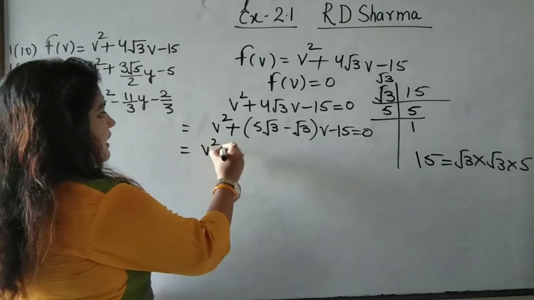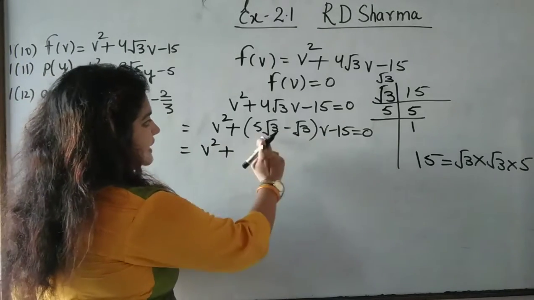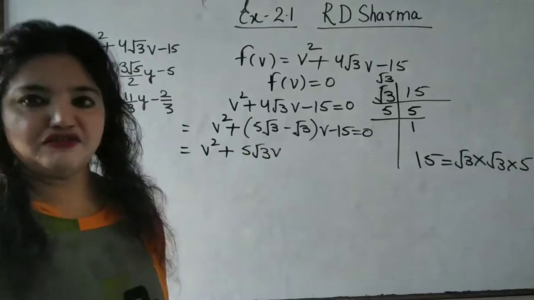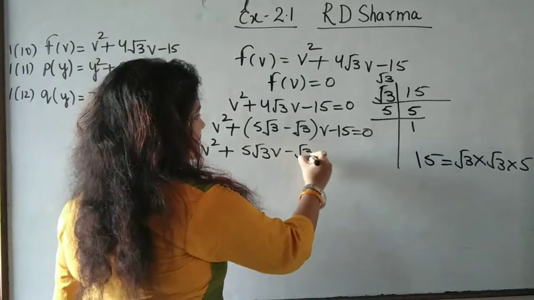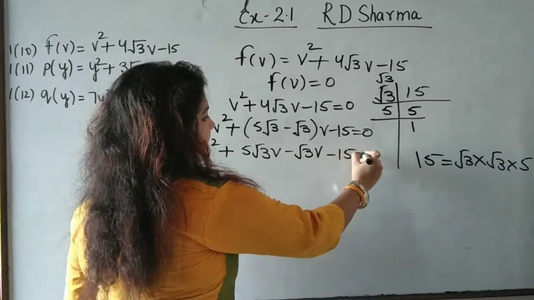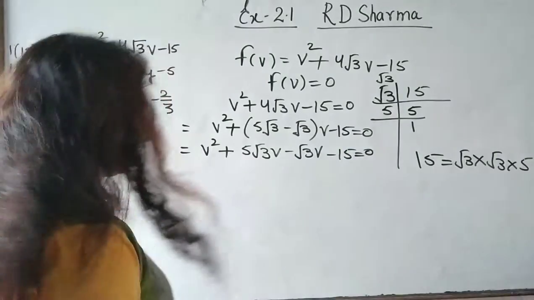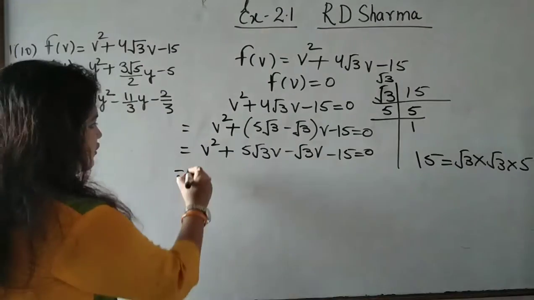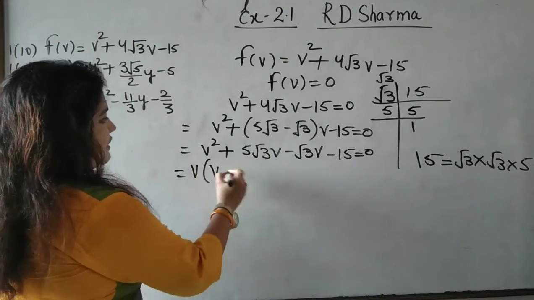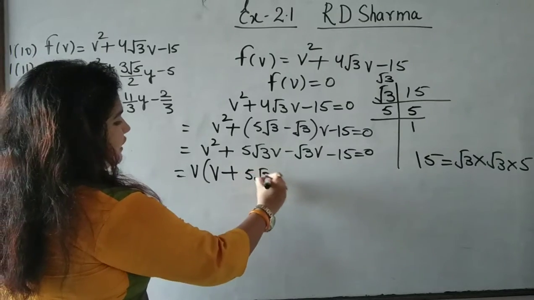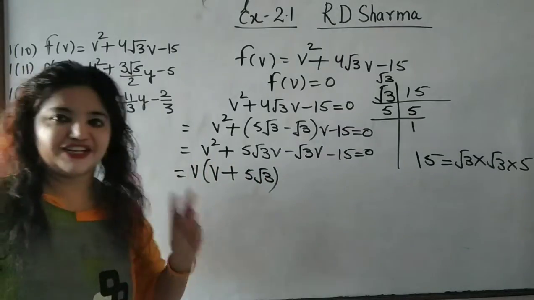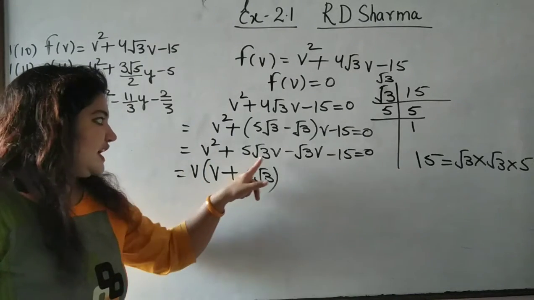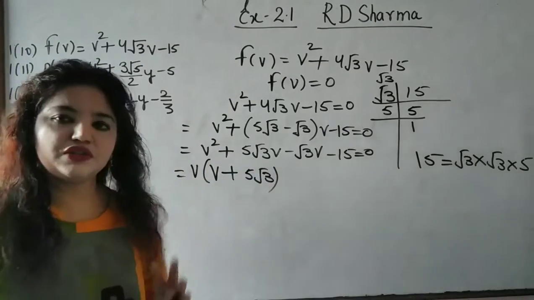Now, v squared plus, we open the bracket, 5 root 3 v minus root 3 v minus 15 is equal to 0. What is common in these two terms? v is common. So here we write v plus 5 root 3, because we have taken v common from these two terms. Here what is left? Only v is left. Here what is left? Only 5 root 3 is left.